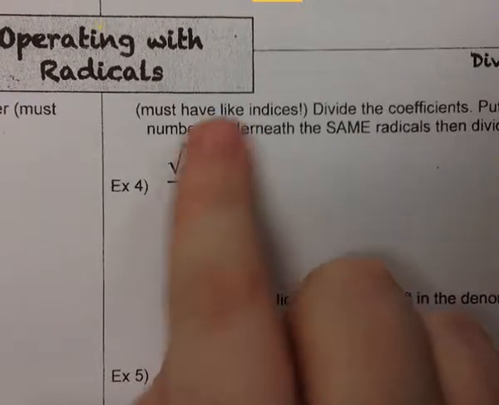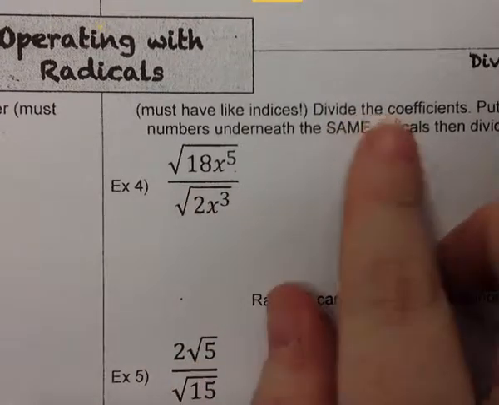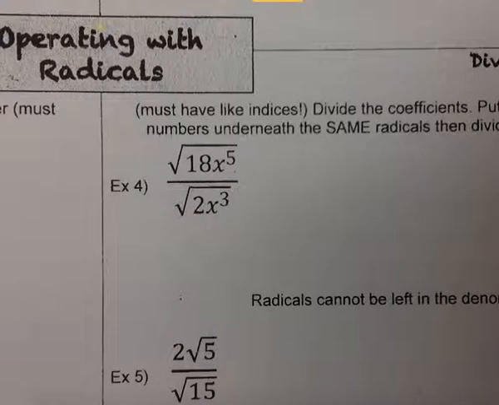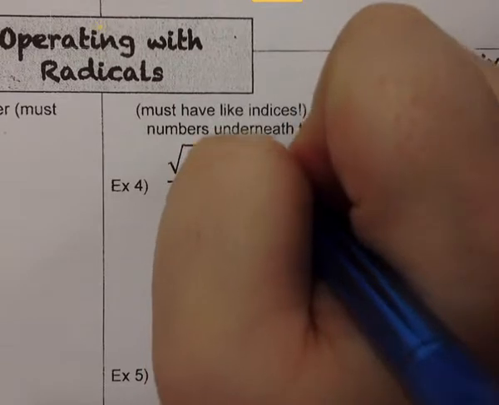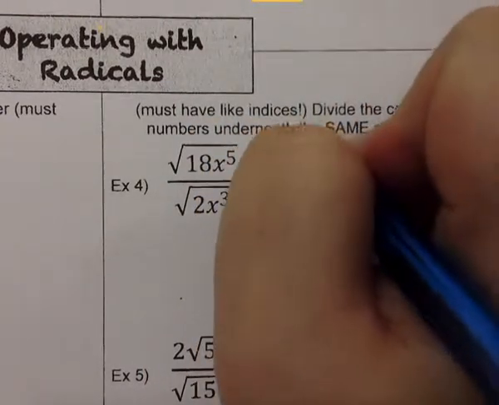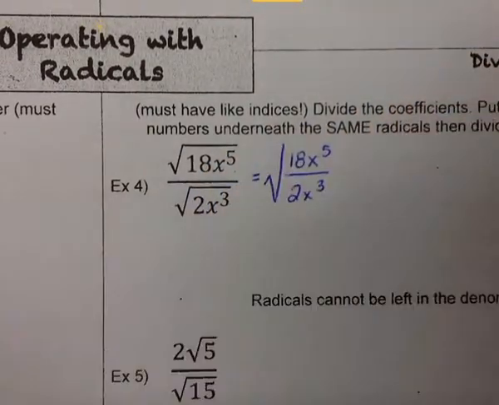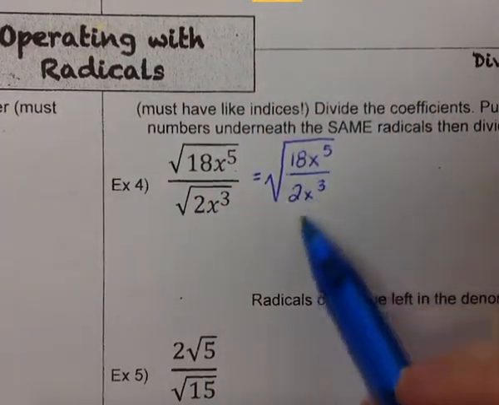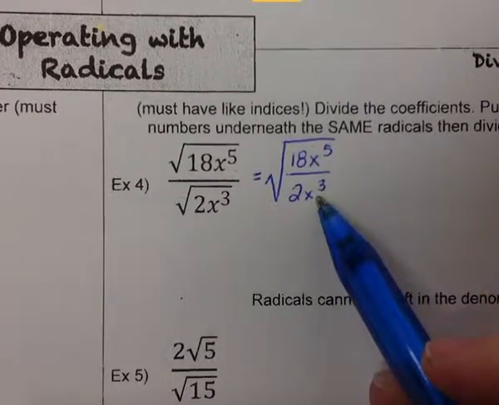So in this case, the coefficients are 1, so we don't have anything to do there. We can put these radicands together because they are both underneath the square root. So I can rewrite this as the one big square root symbol of 18x to the 5th as our numerator, divided by 2x cubed as our denominator. Now the reason we do this is if we can divide these and get something without a fraction, that's the best thing we could do.